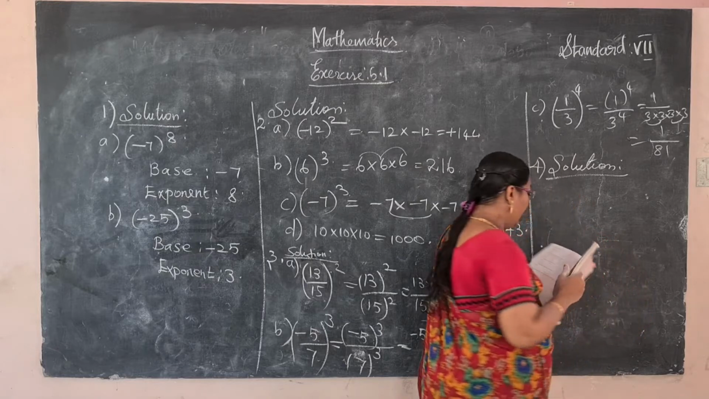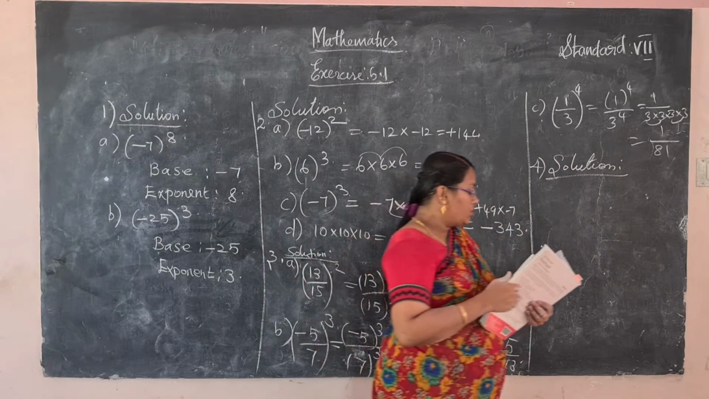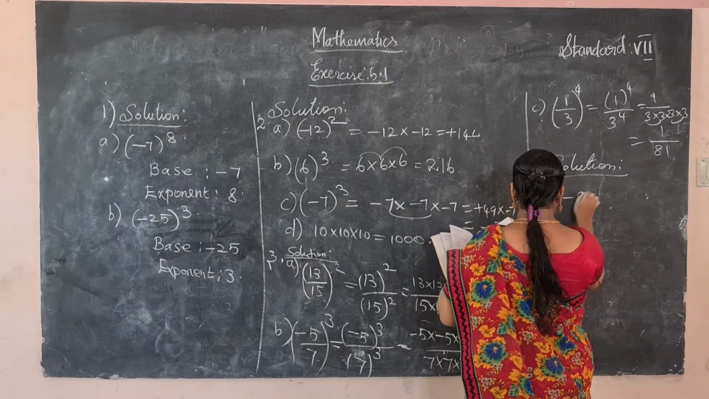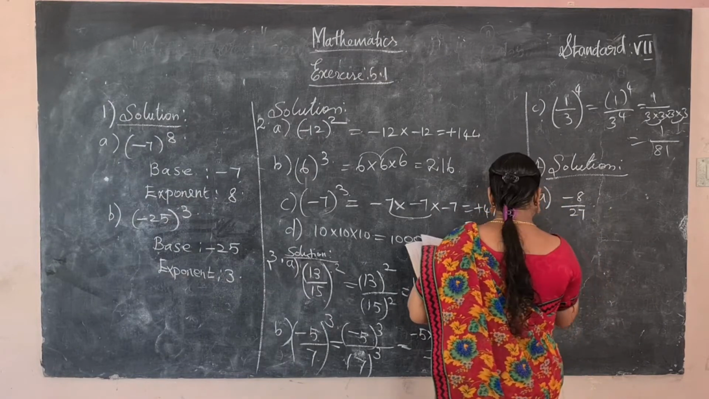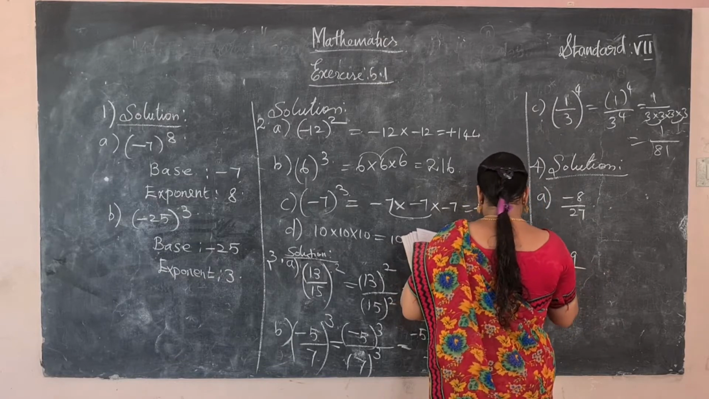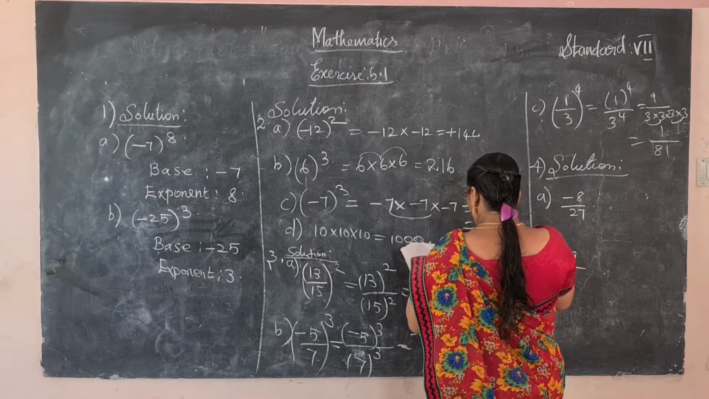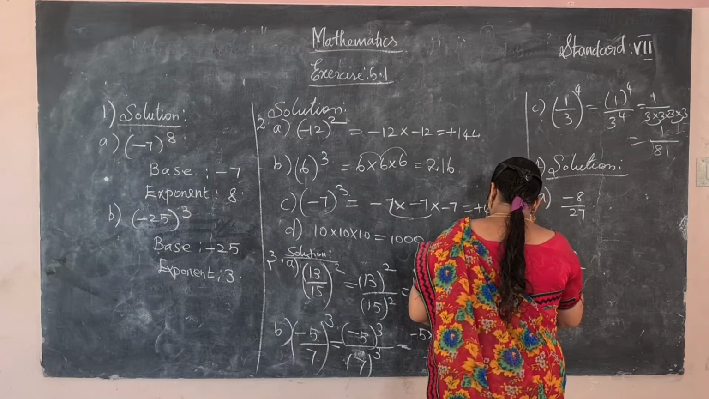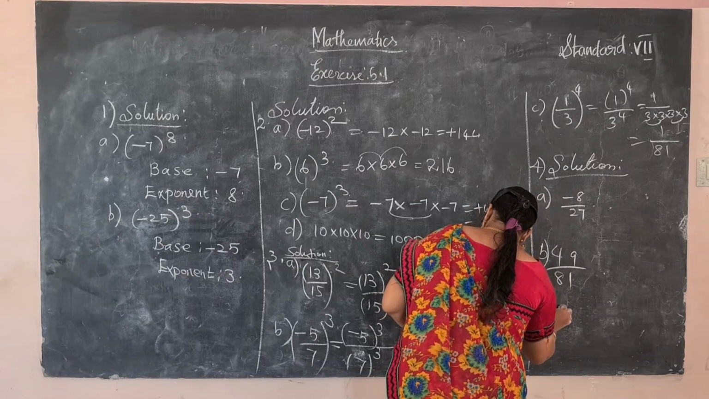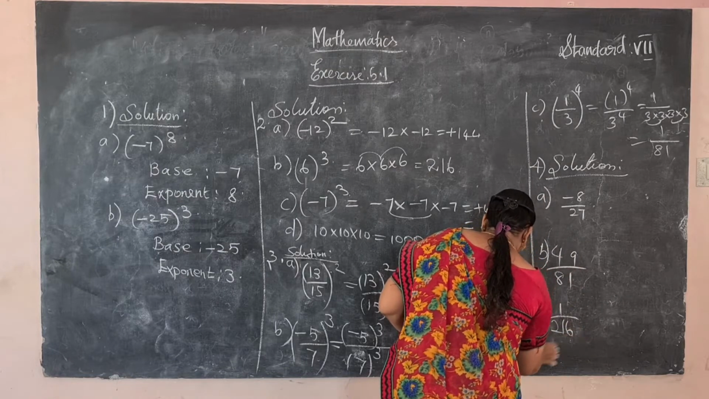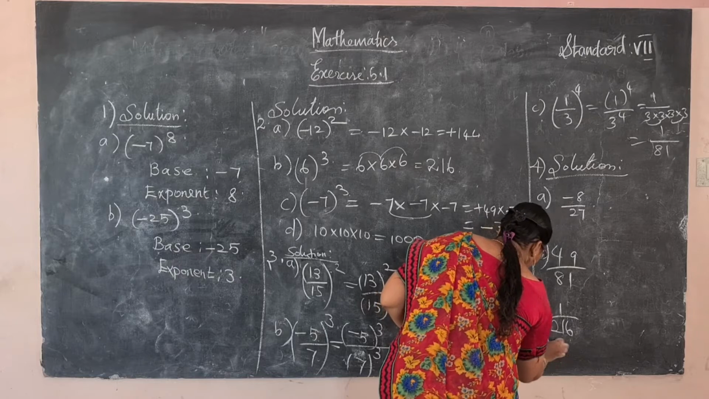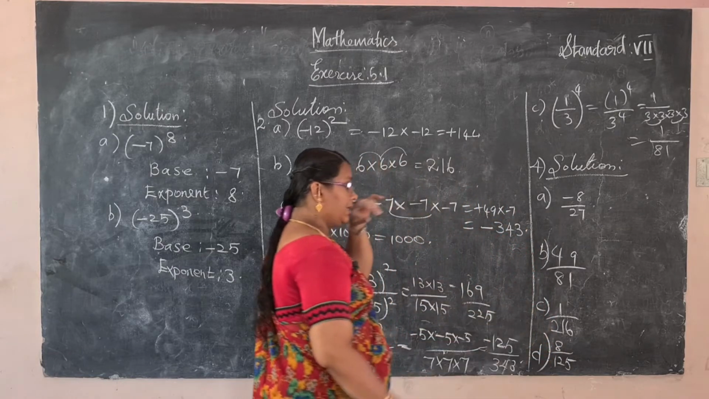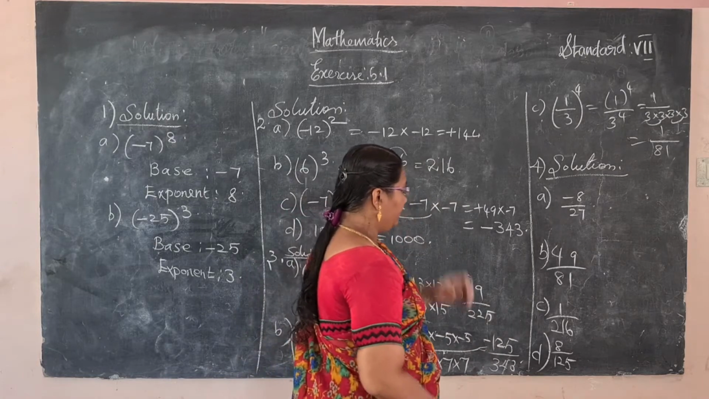Convert the following into the exponential notation. Okay, so here some fractions are given. A is minus 8 by 27. Okay, and B value is 49 by 81. And then C is 1 by 216 and D is 8 by 125. Okay, write in the exponential form.